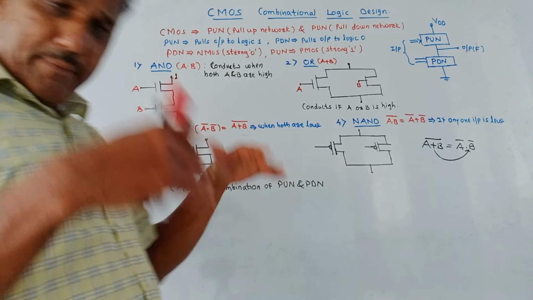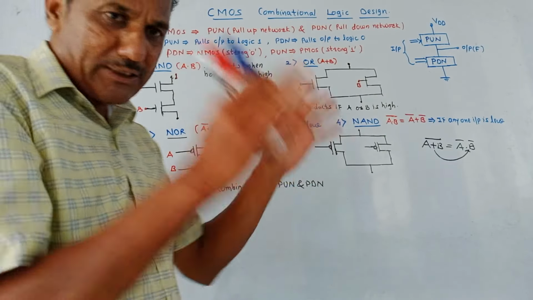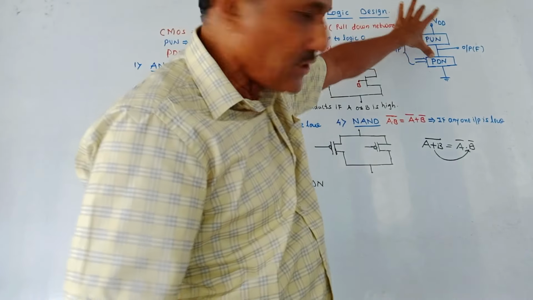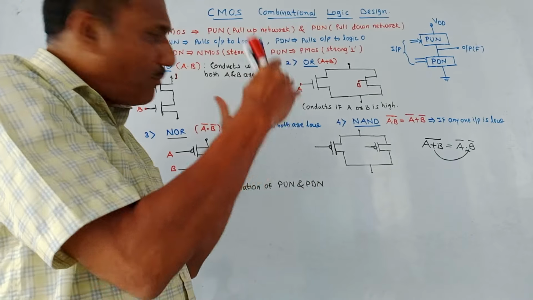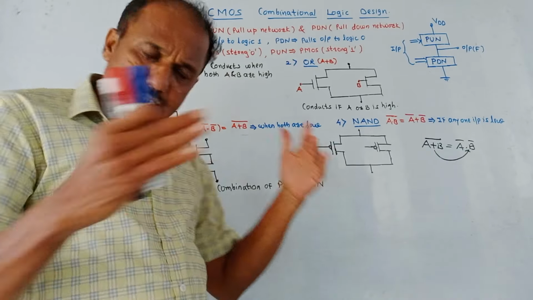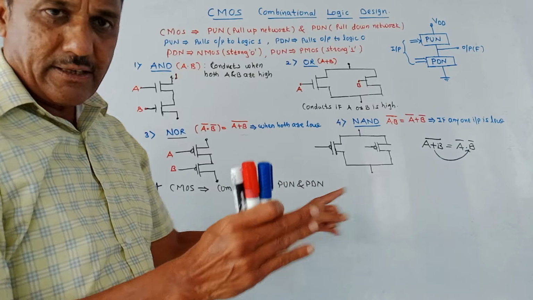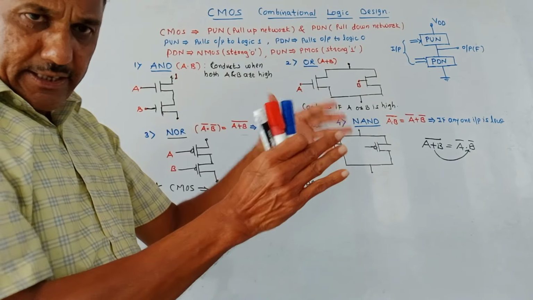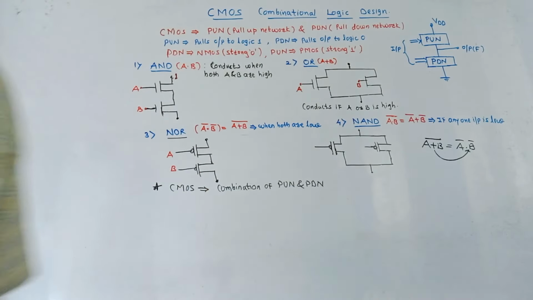Actual CMOS, complementary MOS, contains a combination of both PUN as well as PDN networks, as shown in this block diagram. We will be solving a few numericals, then this concept will be more clear to you. So presently, if you want to design any CMOS circuit, then we have to take a combination of both PUN and PDN. If you design one network, the other will be the complement of the first network.